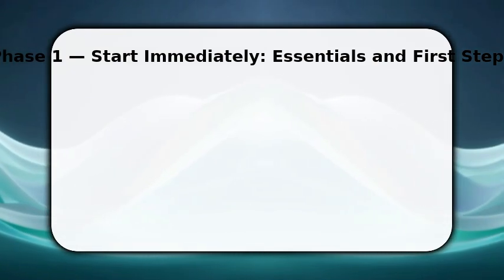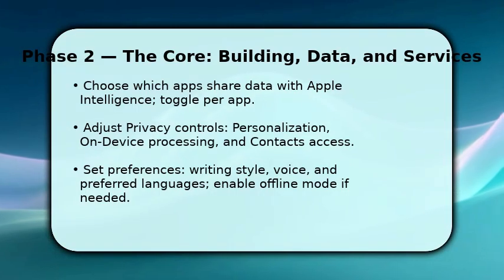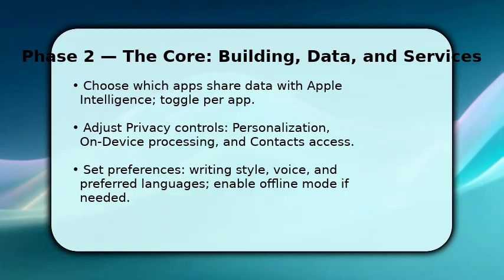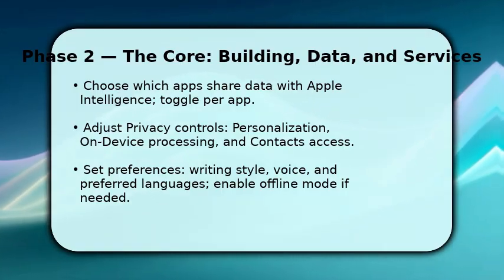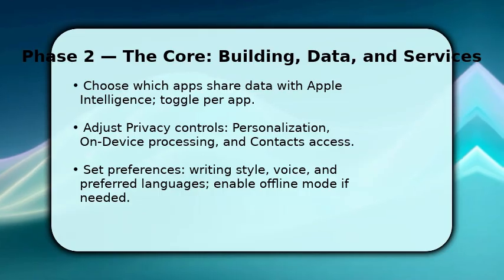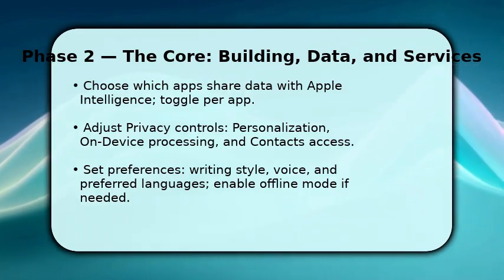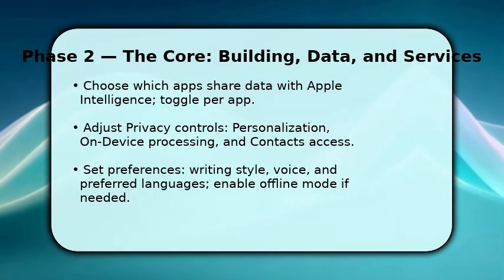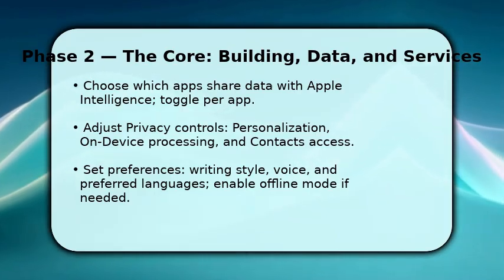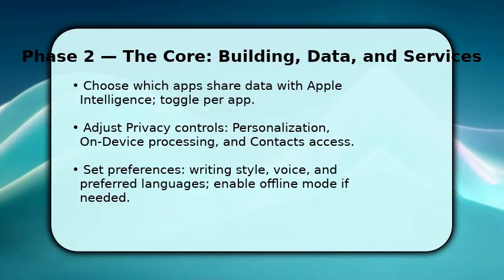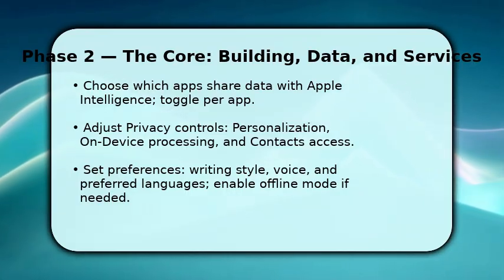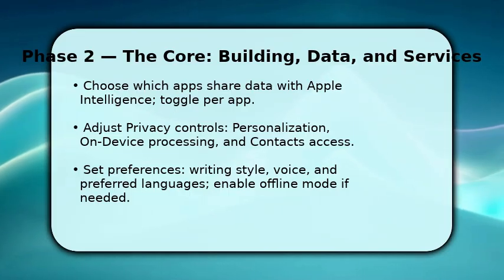Follow on-screen prompts. Next, you configure what Apple Intelligence can access and why. Go through app permissions to allow only needed apps to share data. This limits exposure while enabling richer suggestions. Then adjust privacy controls, choosing personalization and on-device processing for faster, private responses. Make sure contacts, calendar, and mail access are set to your comfort level so AI suggestions stay relevant.